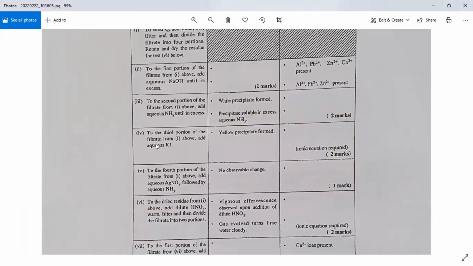It says to the third portion from above, to the fourth portion from above, silver nitrate is added, followed by aqueous ammonia. And we just did this too, didn't we? Silver nitrate is used to test for halide. And it says no observable change. So if there's no observable change, it means that no halide is present.